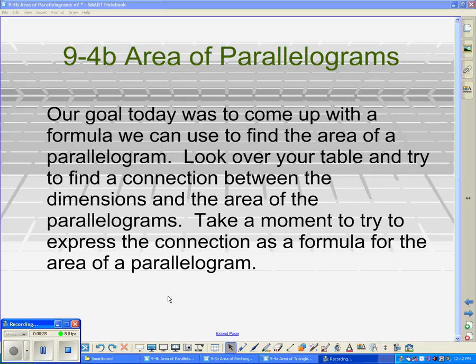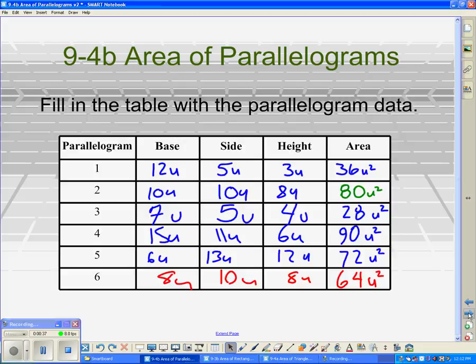So at this point, what we're going to do is look at the values. I'm going to talk a little bit about them, and then we'll check to see whether or not we had the formula, or a formula, that will work for us. When looking at the values in the table, the most important thing to see is that there's a connection between the base, the height, and the area.